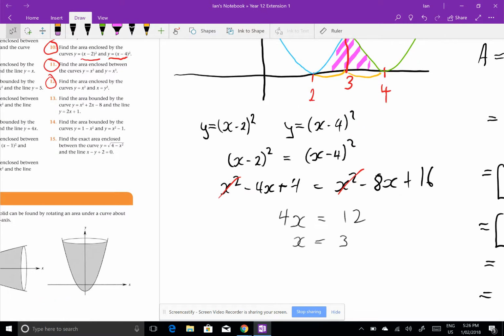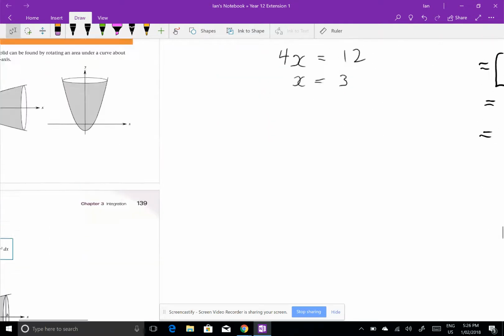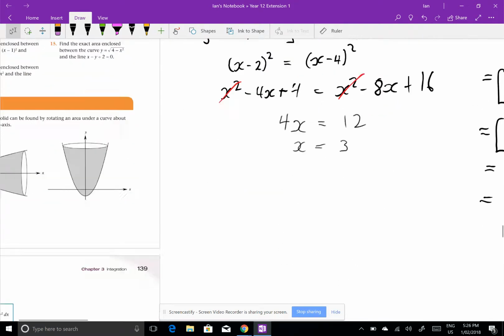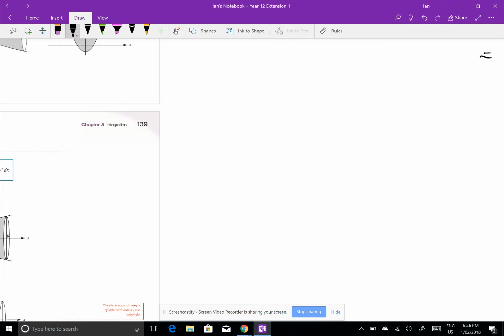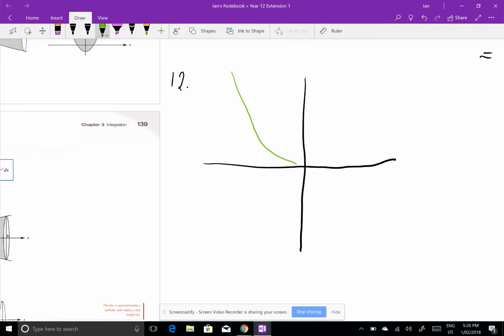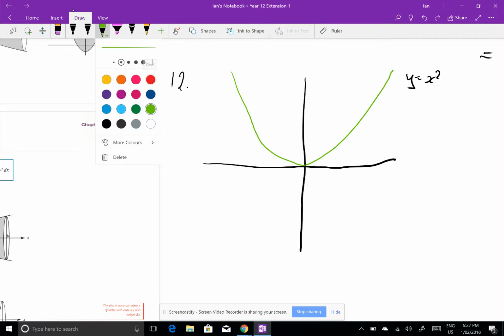11. Y equals x squared and y equals x cubed. Well, let's give myself a little bit of space. Got to find the area between these two. Y equals x squared and y equals x cubed. So again, let's do a quick sketch. So this is question 12. And again, we'll use colour. So we use green for y equals x squared. There's y equals x squared. Now y equals x cubed. Let's use a different colour for y equals x cubed. Let's make it red.